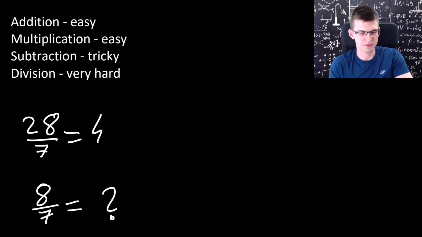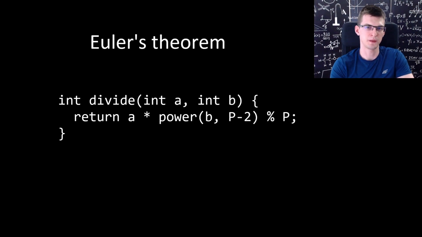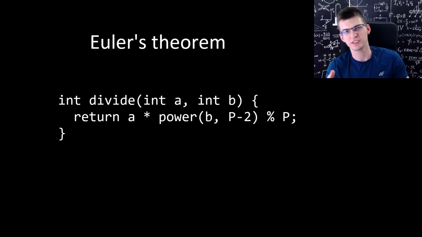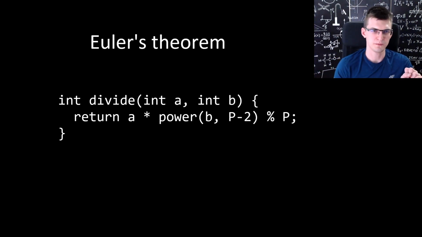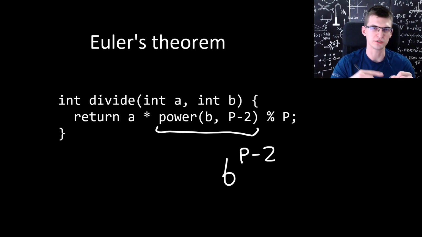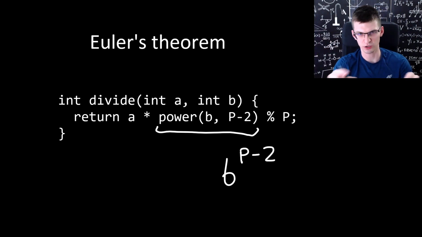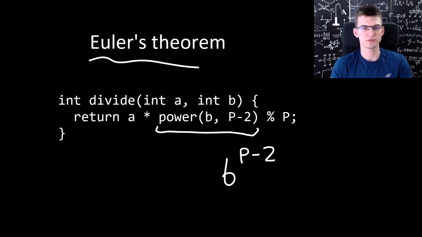We can say that a divided by b is a times inverse of b. Of course, it is the same thing. And it is possible to compute inverse of 7. For now, you should just treat it as kind of a black box. For prime p, Euler's theorem says that inverse of b is b power p minus 2. So if that prime number is billion 7, then b raised to power billion 5 will give you inverse of b. So this whole code, a times this power of b, modulo p, will give you a divided by b. You can read more about this theorem online.